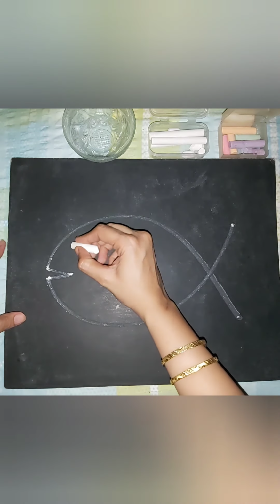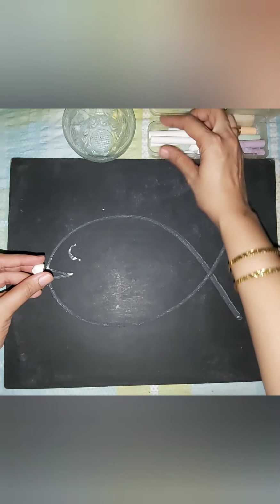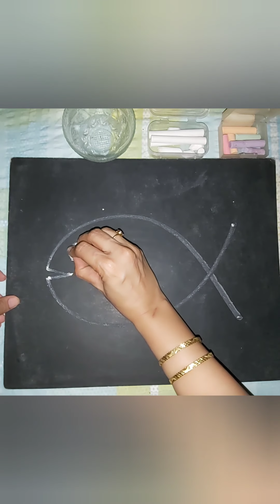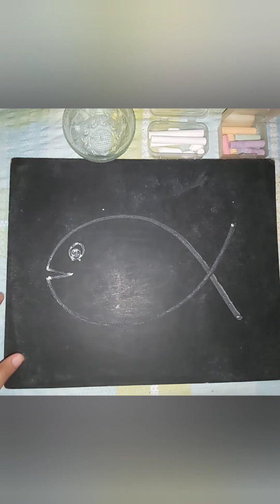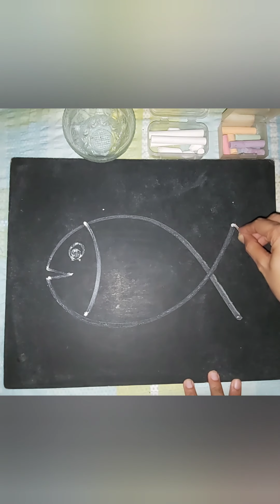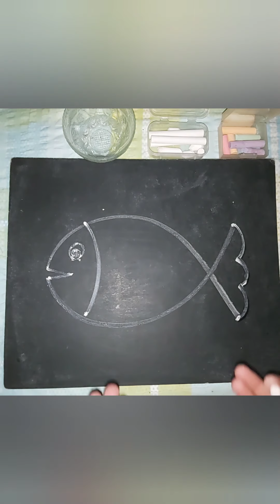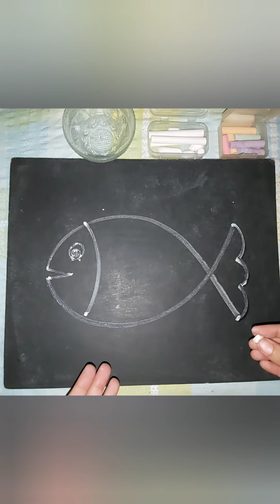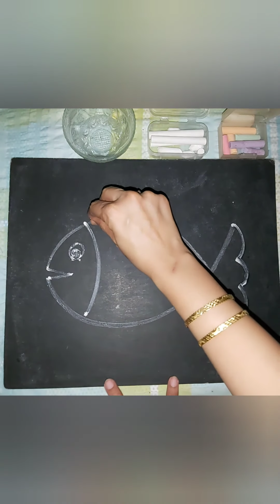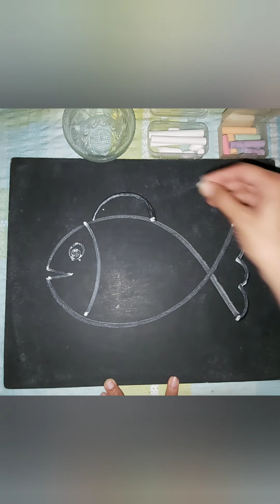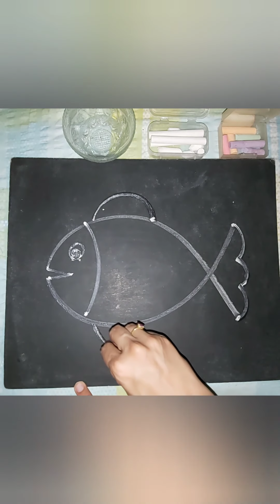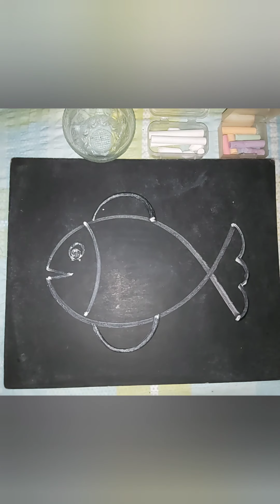Now let's make the eye of the fish. Oops, my chalk broke. No problem. Now that's the eye, and we'll make one little line like this. That's done. Now on the tail part we'll make bumpity bump, bumpity bump, bumpity bump. That's our tail. Now, can you see as the chalk is getting dry, you can see it more clearly. We will make one little bumpity bump up for the fin and one little bumpity bump down for the bottom fin. Now my fish is ready.